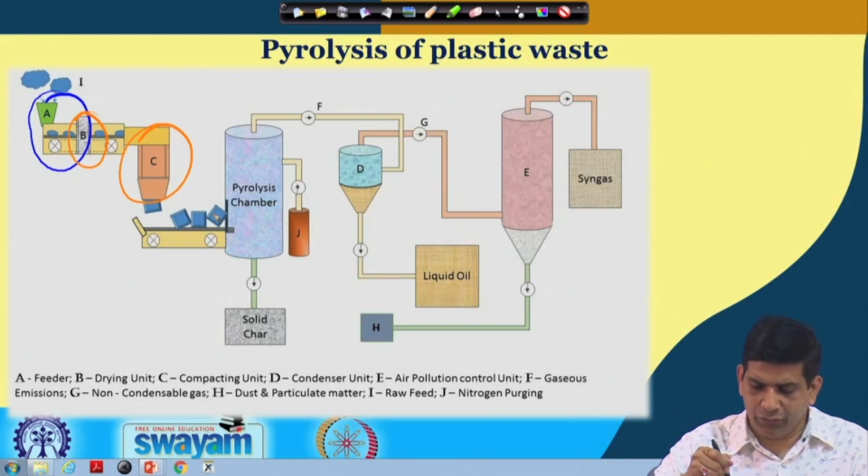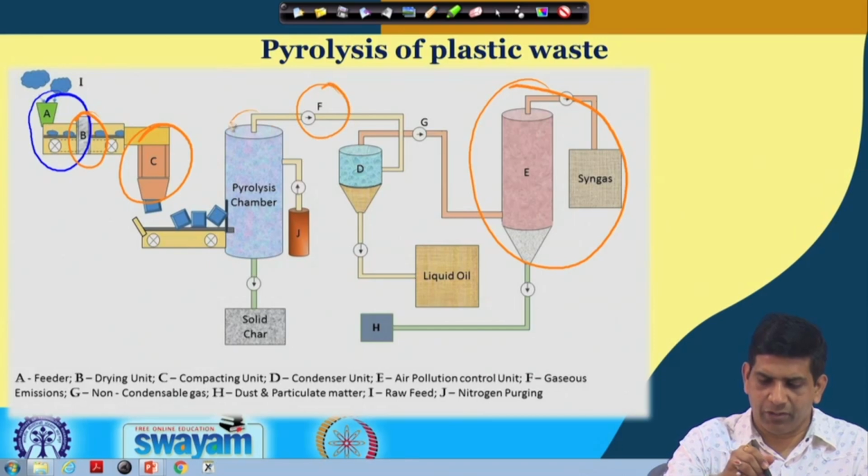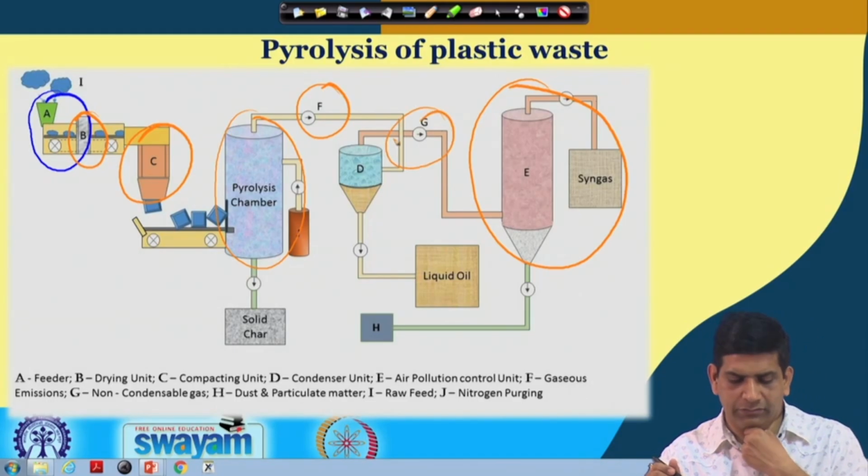You have a condenser unit. You have an air pollution system, which is right there. And then F is the gaseous emissions, which is coming out from there. This is our pyrolysis chamber, where the pyrolysis is going to take place. And non-condensable gas goes to G, which is over right there, and F we talked about. H is the dusted particulate matter, needs to be connected.